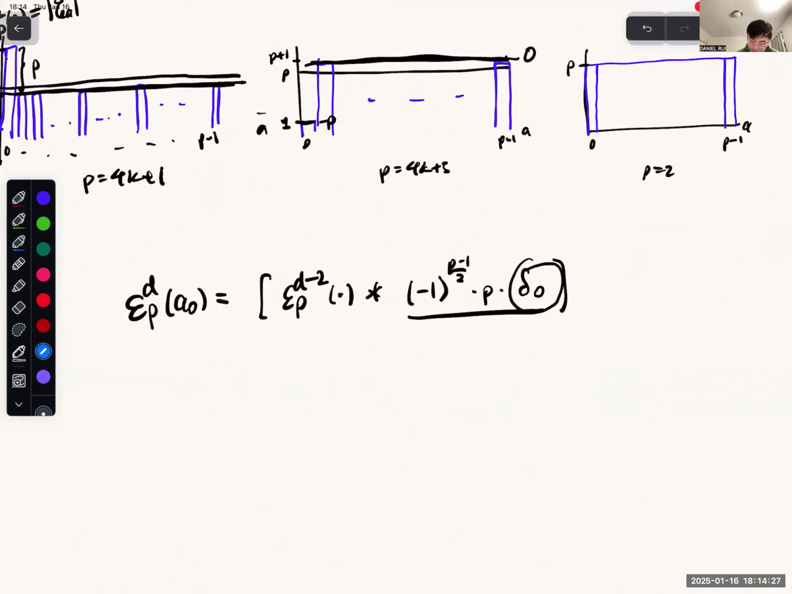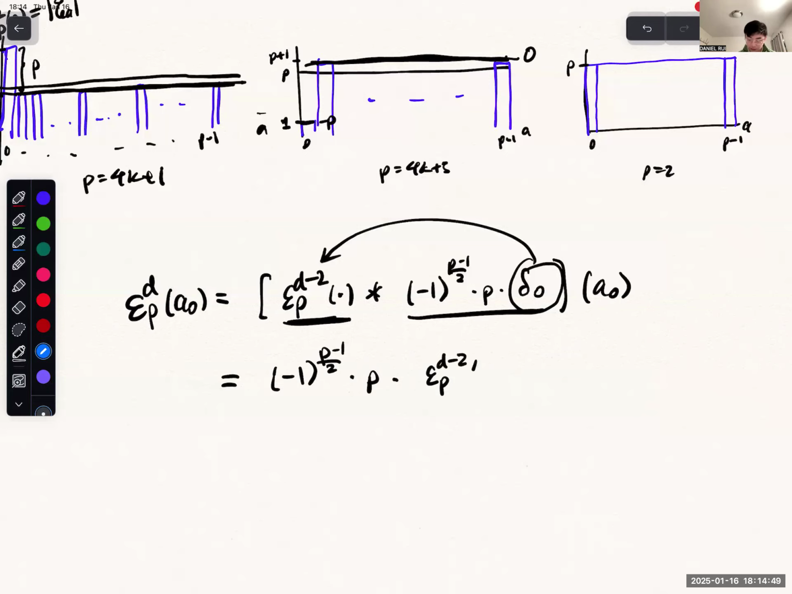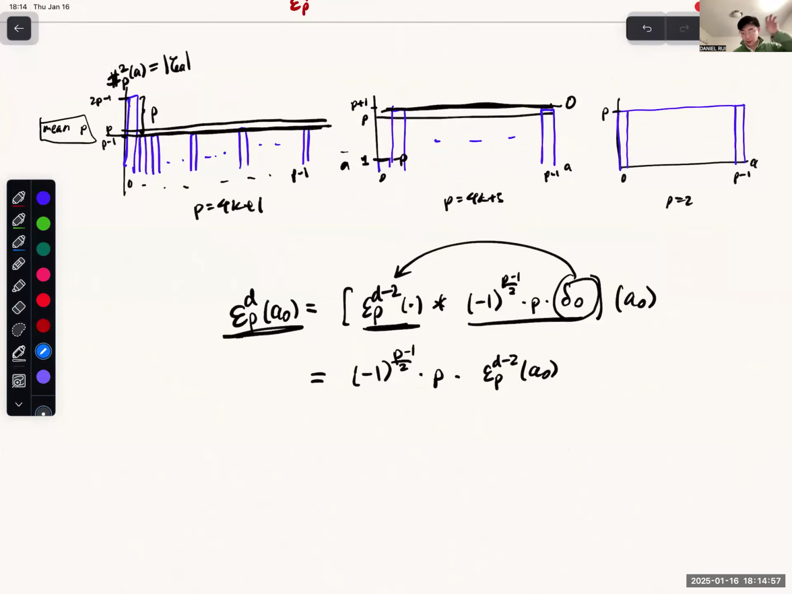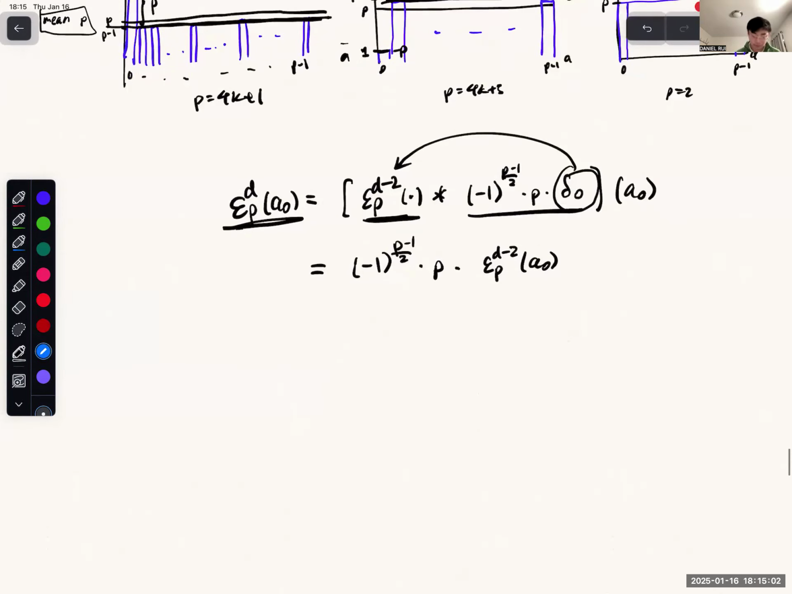What is the convolution of the delta function with this? Sorry, at a0. Well, it is just applying this function at a0, right? Convolution with the delta function. This is therefore just (-1)^((p-1)/2) times p times the deviation in d minus 2 dimensions at a0. So we have a very beautiful recursive formula telling us a relationship between the deviations in d dimensions with the deviation in d minus 2 dimensions. And now, of course, we can iterate. Okay. So by iteration, we arrive at this.